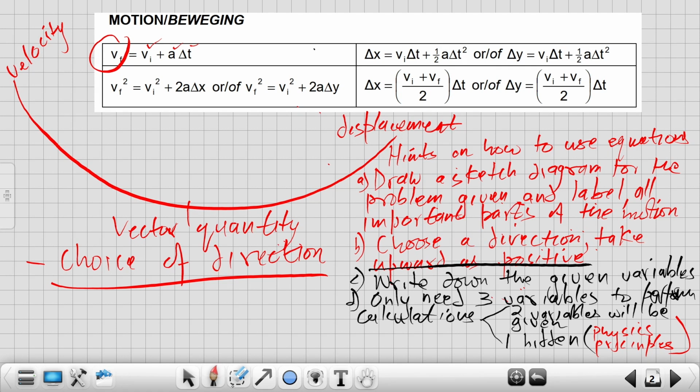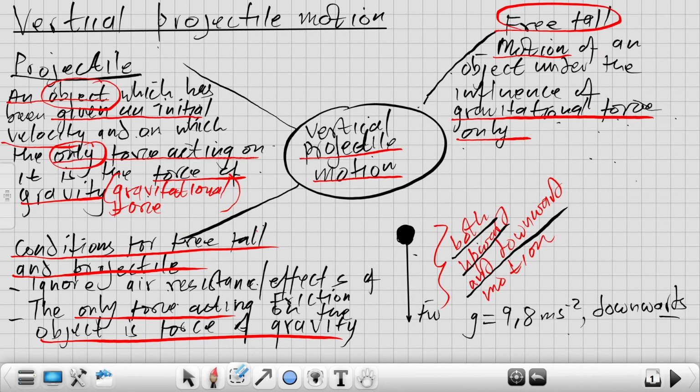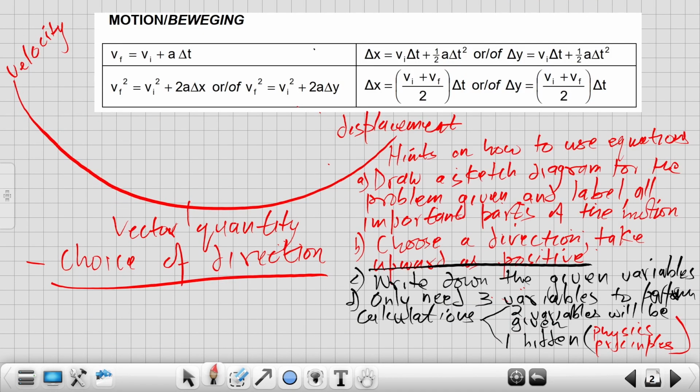Let's go back. We said on this slide here, G or A in this case, which is the acceleration, at this point will always be 9.8 meters per second squared downwards. So it is a constant. So when I come this side and look into my equations, I already know that this one is given and it is 9.8 meters per second squared.